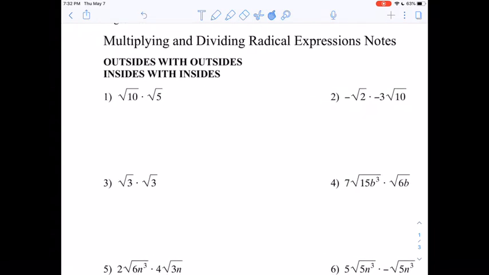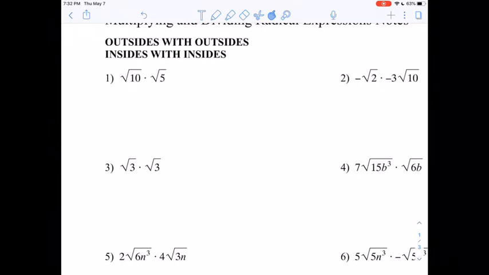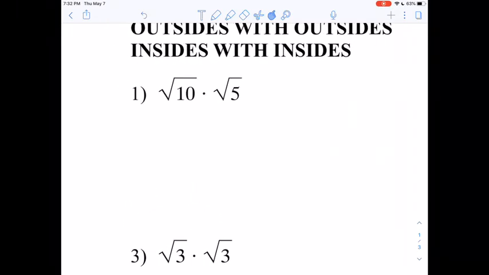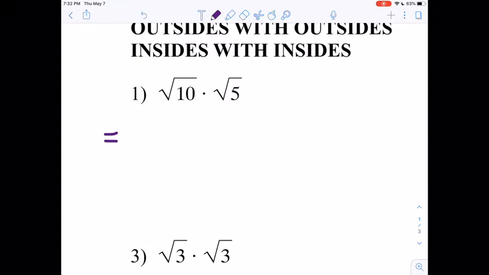Okay, and so what you need to do is remember also you multiply outside numbers with outside numbers and inside numbers with inside numbers. So what I mean by that is 10 and 5 are both inside of the radical, and I'm literally just going to multiply the two inside numbers together. So unlike adding and subtracting where you need like radicals and you can't combine the insides, multiplying is different. They could be different, and I'm going to combine the insides. So I'm going to multiply 10 times 5, and it's going to stay in the square root, and it's going to be the square root of 50.